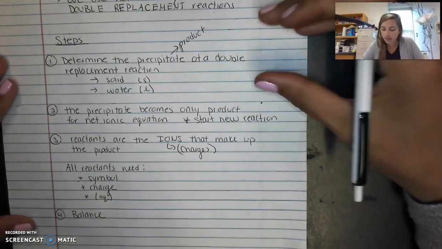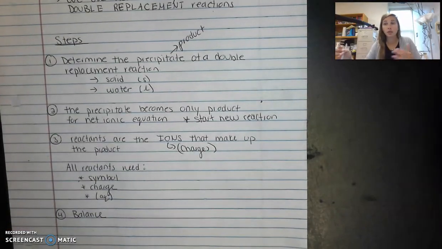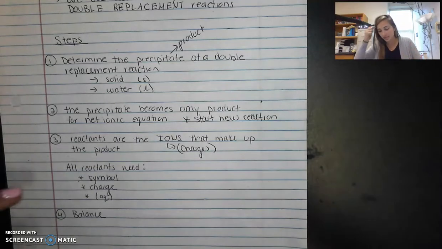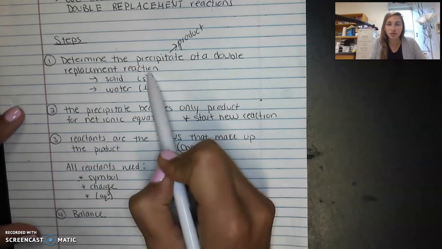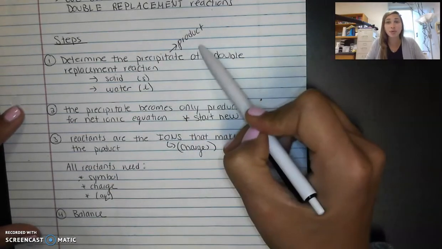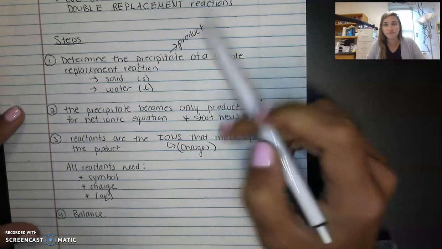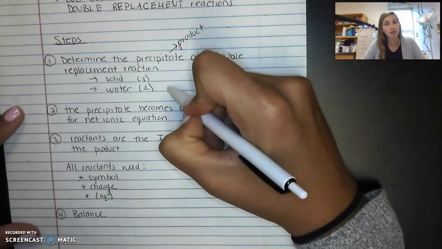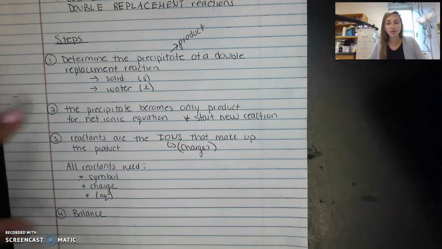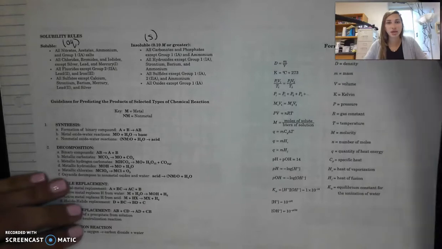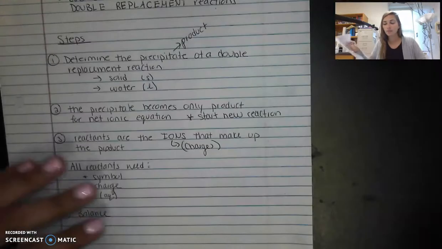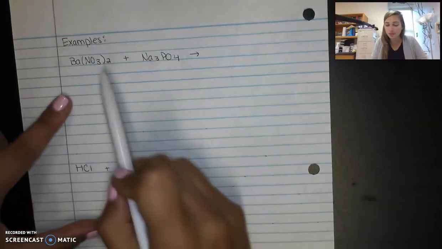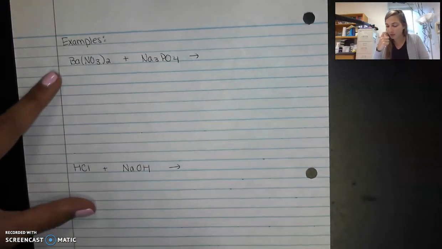All right, so let's go ahead and break it down step by step, working through a practice problem so that the steps make sense to you. Number 1 says determine the precipitate of a double replacement reaction. Remember, the precipitate is a product of our double replacement reaction, and it could either be a solid or a liquid. Liquid, remember, is just water, and then we can use our solubility rules to figure out if the product is aqueous or solid. In order to do that, we first need to know what our products are, so we have to predict our products for a double replacement reaction.